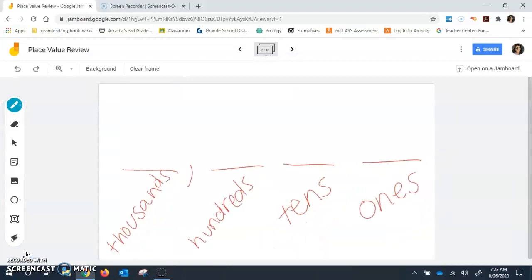Let's look at this diagram here. Starting from back here, I have my ones place, tens, hundreds, thousands. If I have a 3 in my ones place, a 5 in my tens, a 7 in my hundreds, and a 9 in my thousands, I now have the number 9,753. Each of these digits is in its own place value. So I have 5 tens, I have 3 ones, 9 thousands.